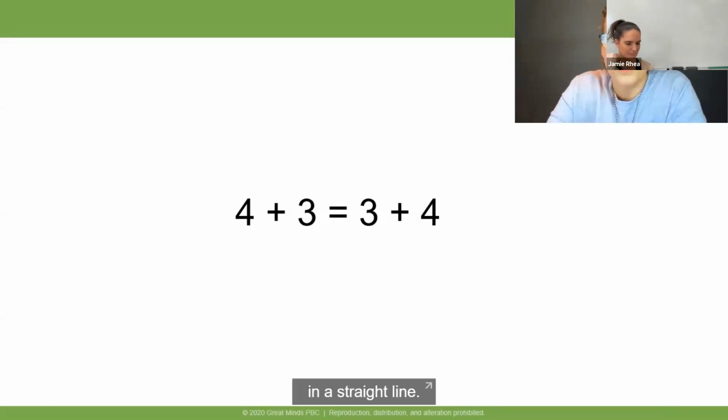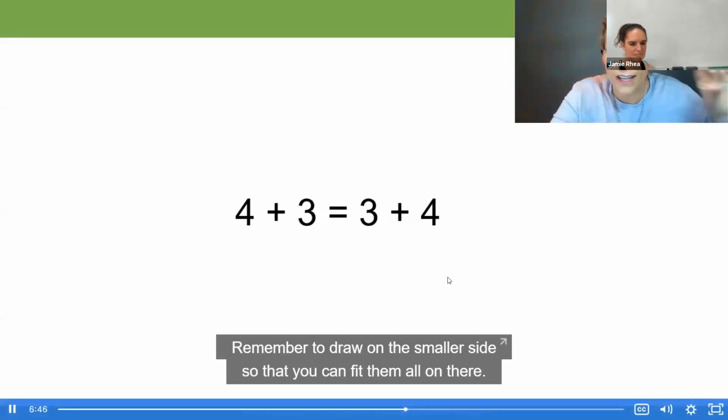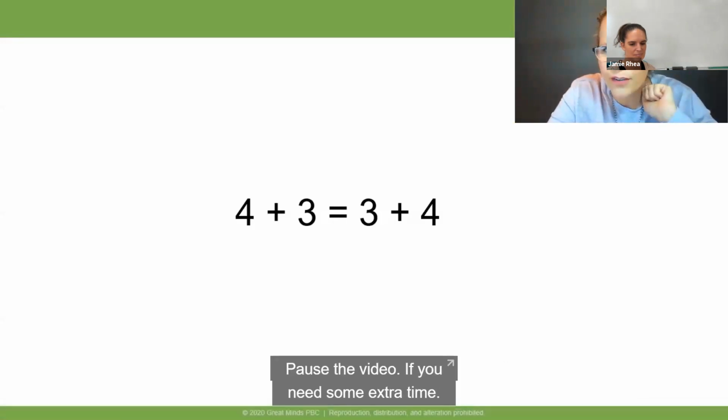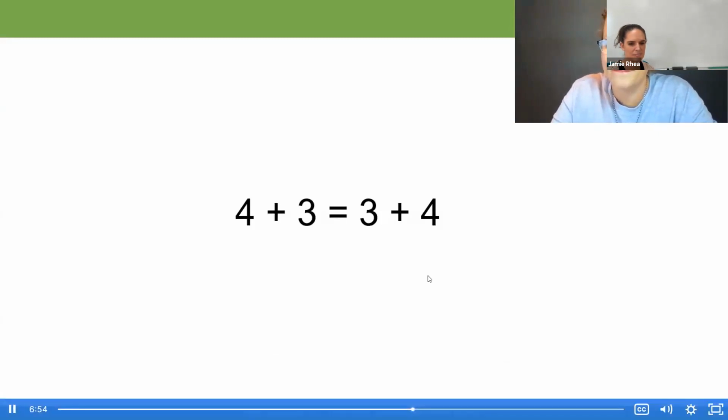On your whiteboard, draw 6 circles and 3 hearts in a straight line. Remember to draw on the smaller side so that you can fit them all on there. Pause the video if you need some extra time. Okay, so let's do that. We're gonna draw 6 circles. 1, 2, 3, 4, 5, 6. I didn't draw them very big. Okay, if you want to, you can put 6 under it.